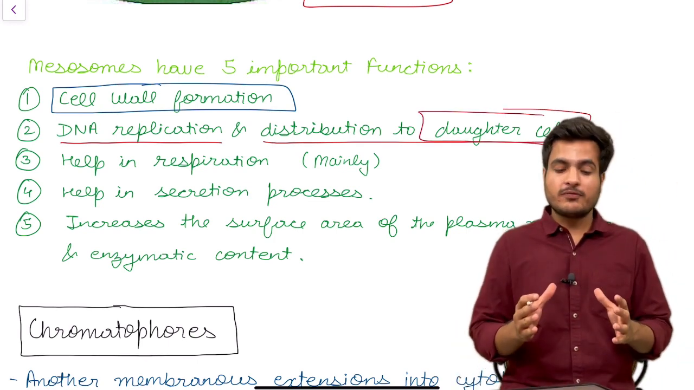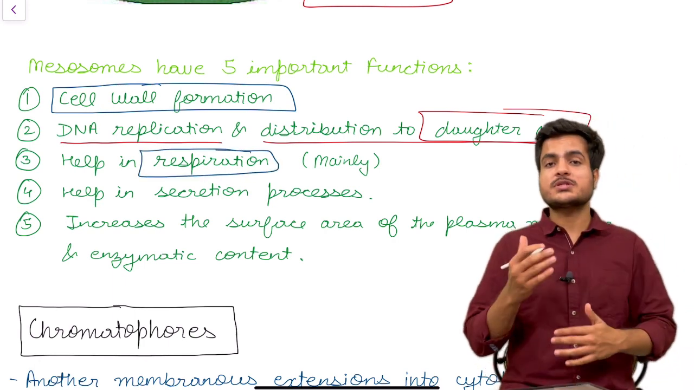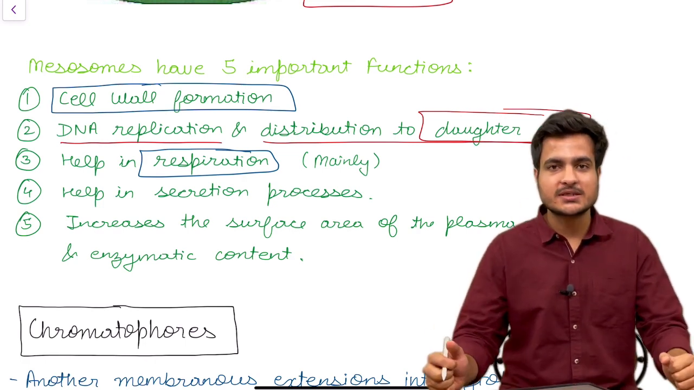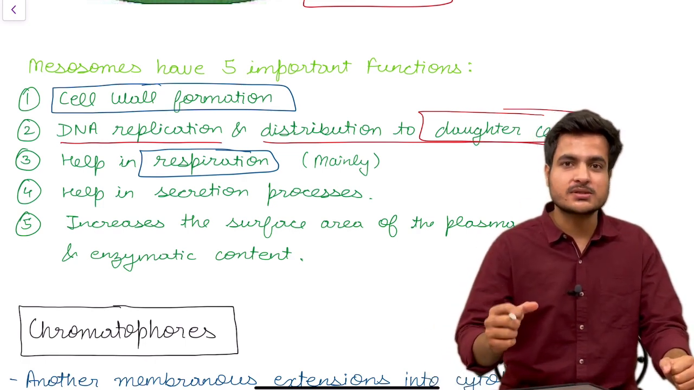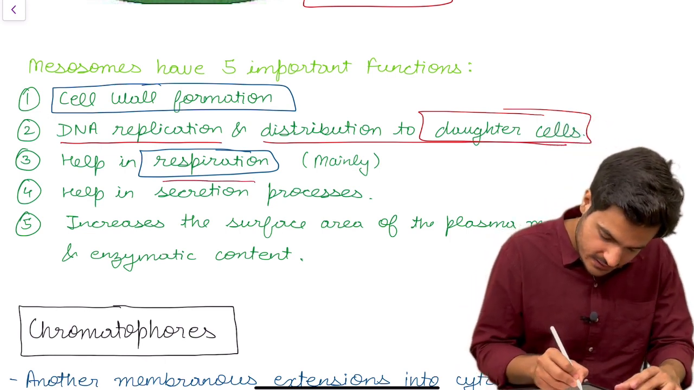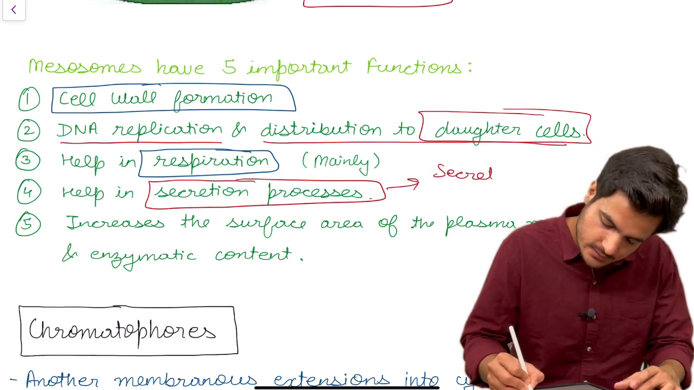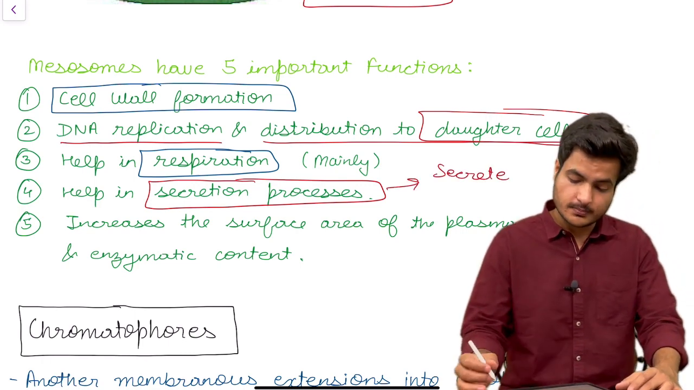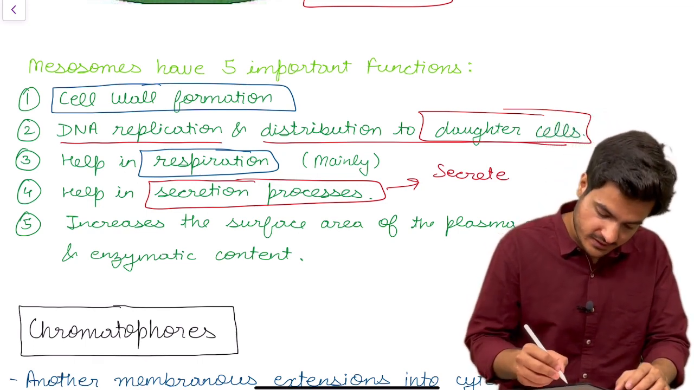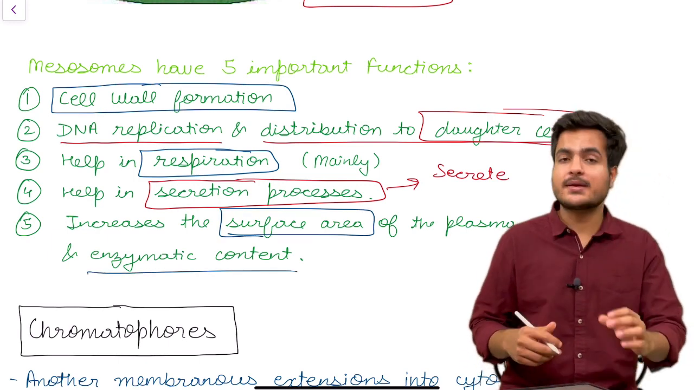The most important function is respiration. They have enzymes which are required for the respiratory processes, and inside prokaryotes most of the respiratory process occurs in mesosomes. Fourth important thing is they help in secretory processes. They can secrete important metabolites into the cell, and also they increase the surface area to perform more enzymatic reactions.